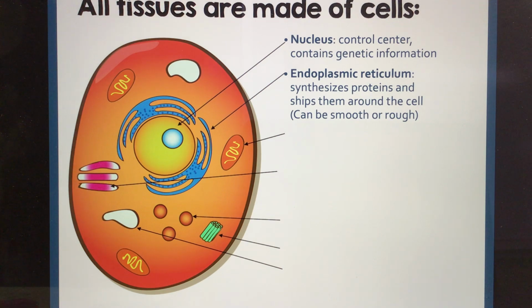That endoplasmic reticulum. I know maybe it's been a while since you've been in biology and you studied the cell, but the endoplasmic reticulum is responsible for synthesizing proteins and then ships them around throughout the cell. Okay, so it can be smooth or rough, just touching base on it. It's right outside of the nucleus there. Transfers proteins around through the cell.